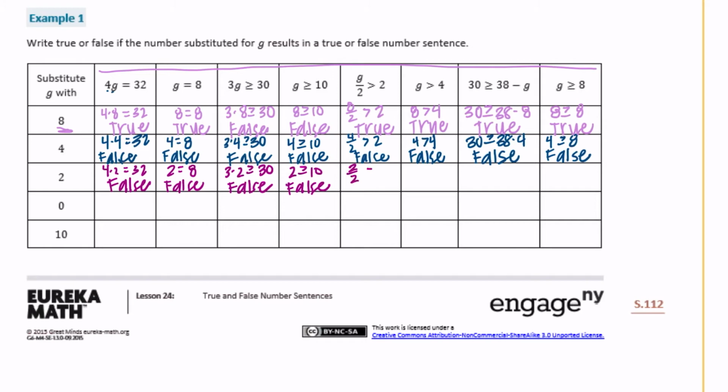2 over 2 is greater than 2. 2 over 2 is 1, and 1 is not greater than 2. So that is false. 2 is greater than 4. That is not true. 30 is greater than or equal to 38 minus 2. 38 minus 2 is 36. So is 30 greater than or equal to 36? No. And 2 is greater than or equal to 8. 2 is not greater than or equal to 8. So again, every single one is false.